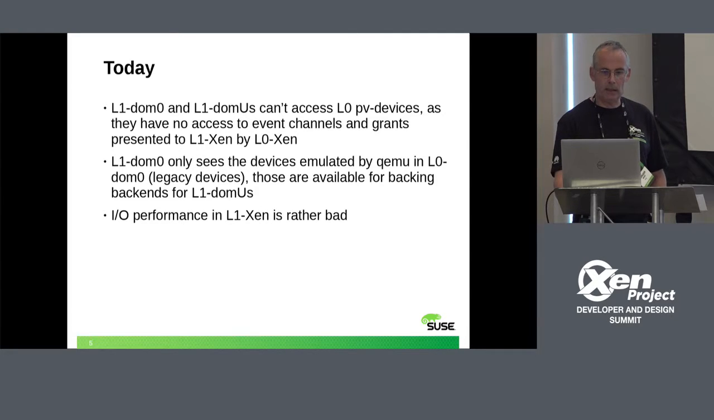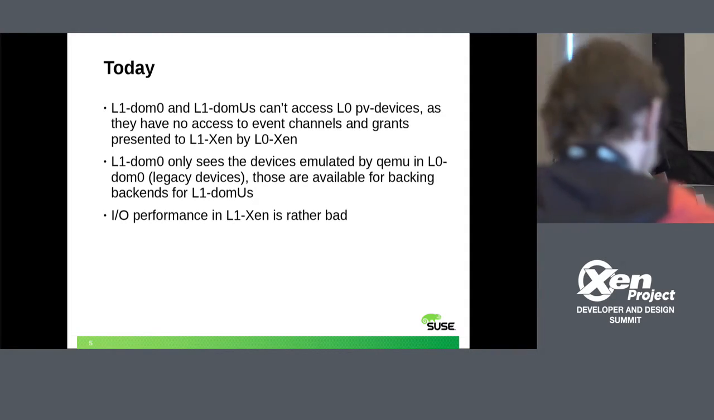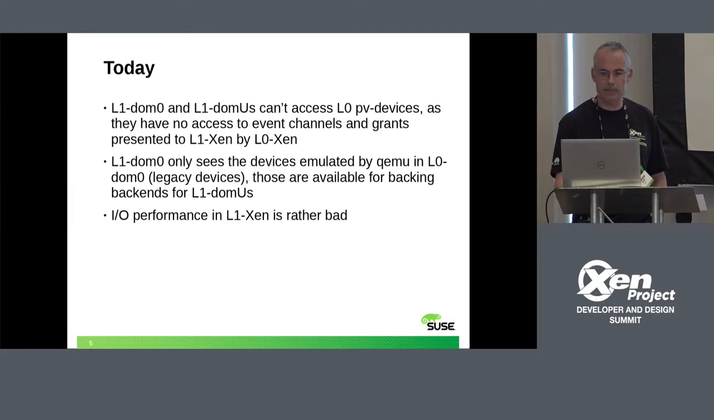Today, as already said, L1 Dom0 and L1 DomUs can't access any L0 PV devices, as they have no access to event channels presented to L1 Xen, and same for grants. So L1 Dom0 only sees the devices emulated by QEMU in L0 Dom0, so legacy devices, and this is crippling performance more or less, because going through all the QEMU emulation for every L1 I/O is not very good for performance. Which, of course, is the main reason why PV devices were invented.